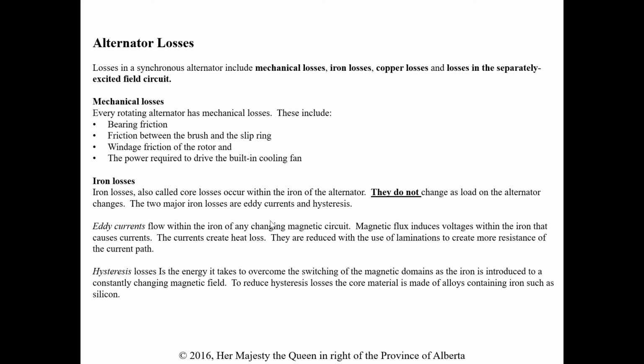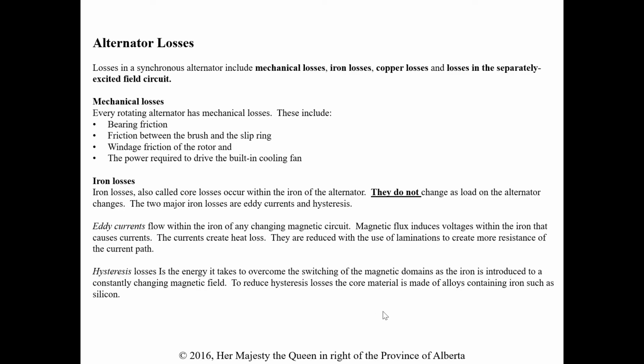Eddy currents flow within the iron of any changing magnetic circuit. Magnetic flux induces voltages within that iron. They cause currents to flow. The currents create heat loss, okay, which we record in watts. They are reduced with the use of laminations to create more resistance in the current path. Okay, so that's why our cores are laminated, because of eddy currents.